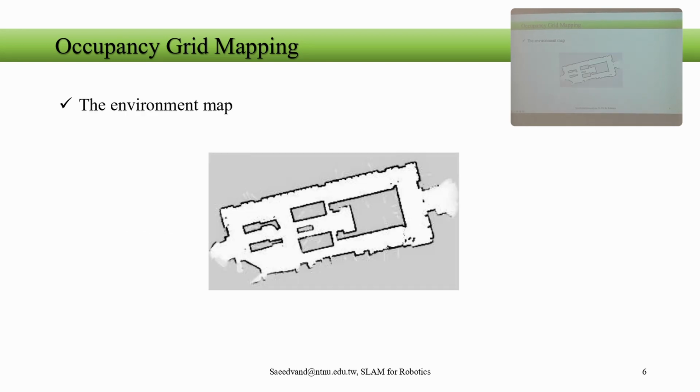So here we have an environment map from occupancy grid mapping. You can see this kind of environment. This comes from the book that we have. They implemented occupancy grid mapping and constructed the map, and you can see the occupied walls, the free environment, and the surrounding environment that we don't know what is there. The robot doesn't know what is there. So these are darker grayscale colors.